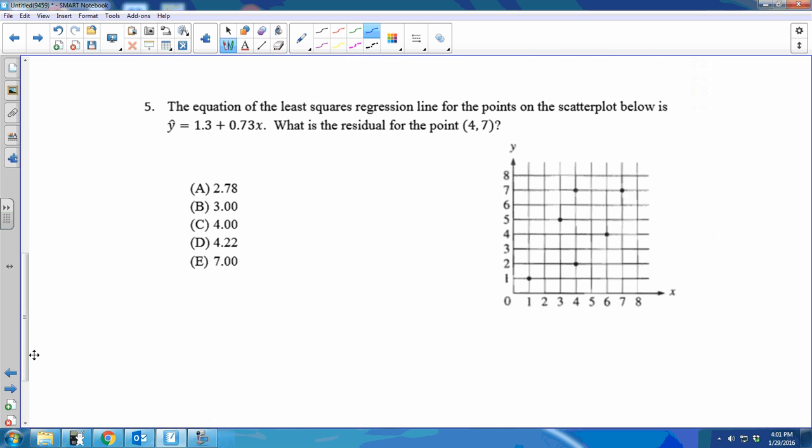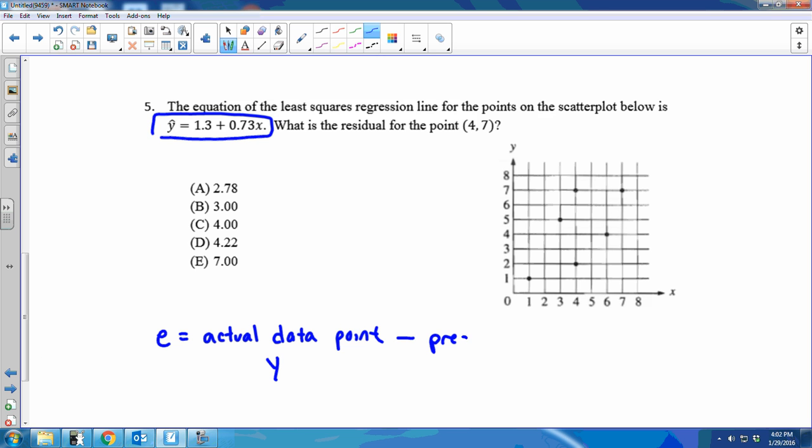All right, number 5. The equation of the least squares regression line for the points on the scatter plot below is y hat equals 1.3 plus 0.73x. What is the residual for the point (4, 7)? A residual, again, is an actual data point y value, minus the predicted y value. So in this case, we use the y value.